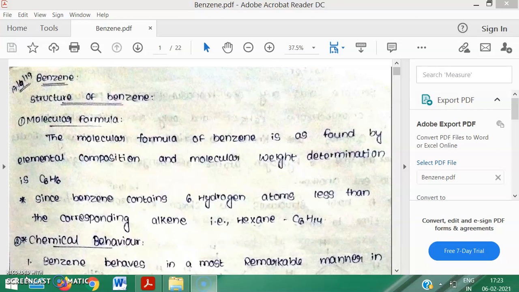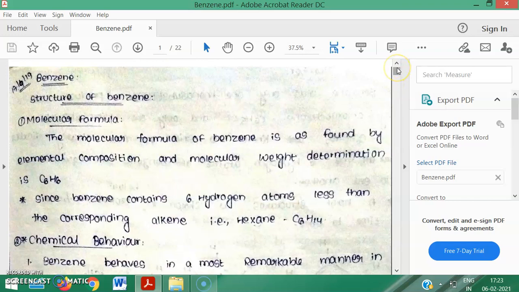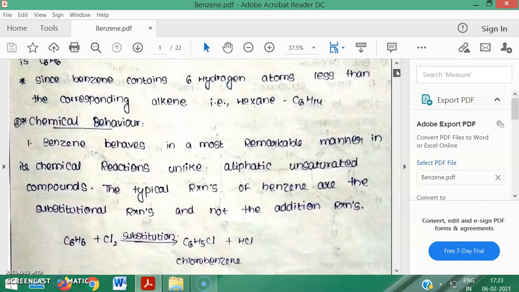And coming to the chemical behavior observation, how it behaves chemically. Benzene behaves in a most remarkable manner in its chemical reactions. Unlike aliphatic unsaturated compounds, the typical reactions of benzene are substitution reactions and not addition reactions. So from C6H14, it should not be a single bond. If it has double bonded compounds, alkenes, they can react in a different manner.